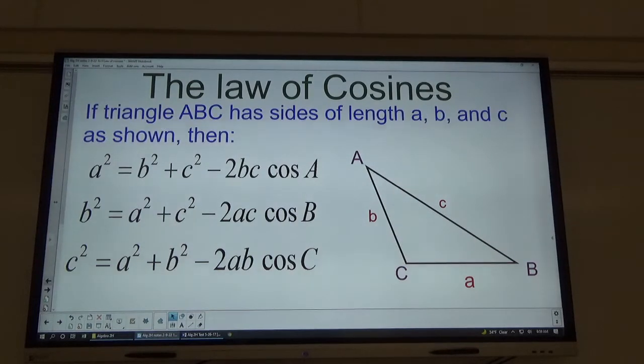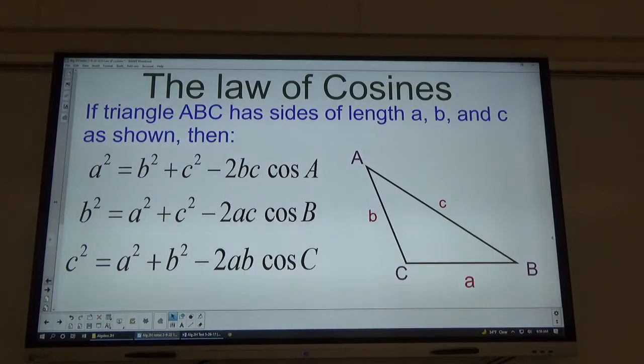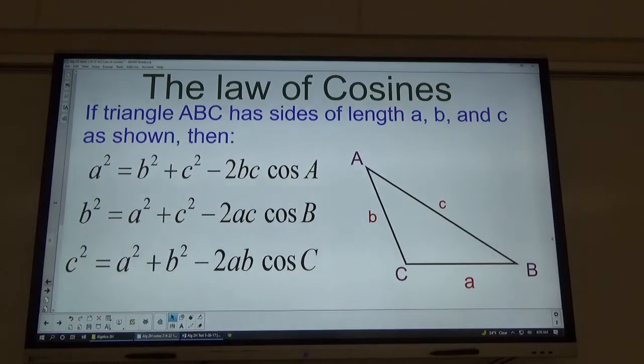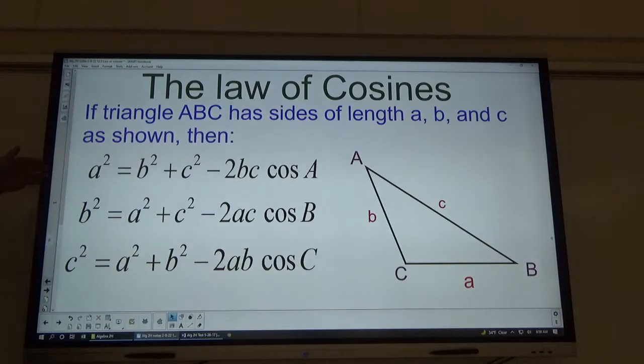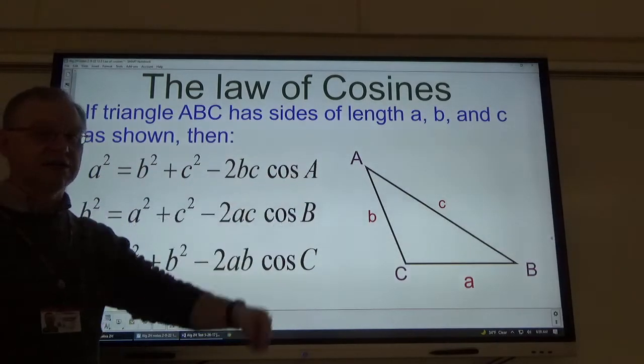Welcome. Today we're going to talk about the law of cosines and how you can use it to help find parts of a triangle, and it does not have to be a right triangle, as you can see from the diagram. If triangle ABC has sides of length a, b, and c, lowercase letters, notice, as shown, then the following equations could be used. a squared equals b squared plus c squared minus 2bc cosine of A.